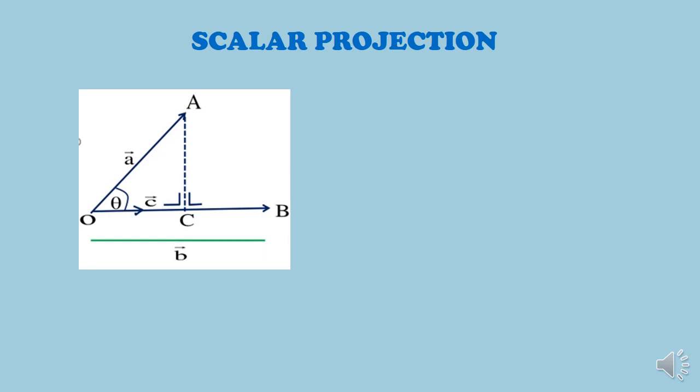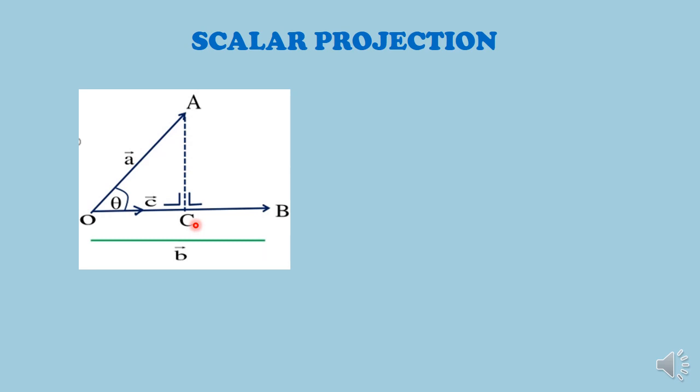Let's just say that I have vector A and vector B. The angle in between A and B is theta. And here, vector C is the projection vector of A onto B. So here we have a right triangle OAC.